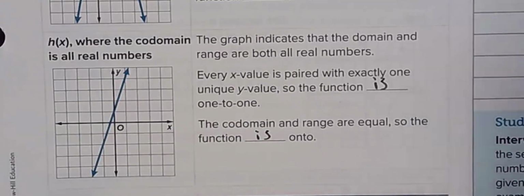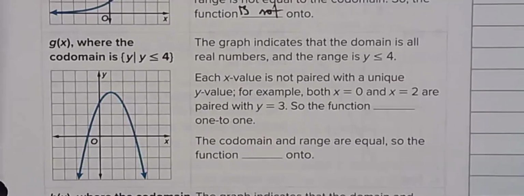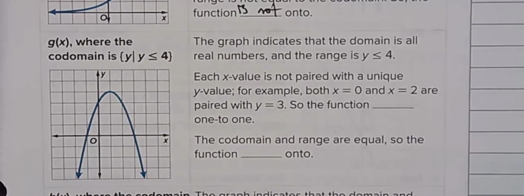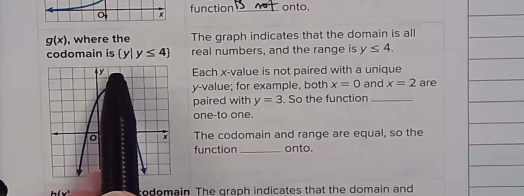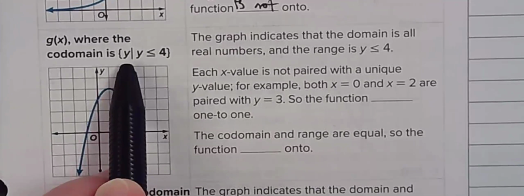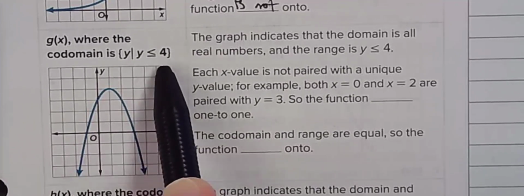Now, g of x, a little bit different. Now, had this one said that the codomain is all real numbers, we would have a different answer for onto. We would not have a different answer for one-to-one. Now, this says for all y values, this is how we read this, y is less than or equal to 4. So basically, it's just saying that the codomain is y values that are either 4 or less than 4.